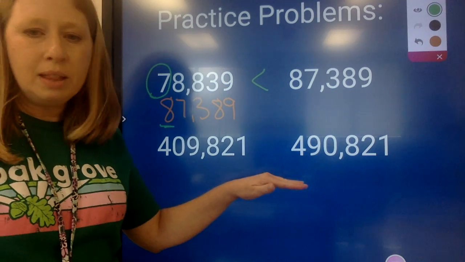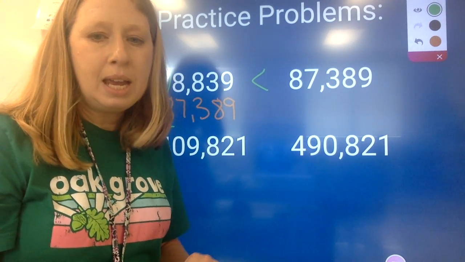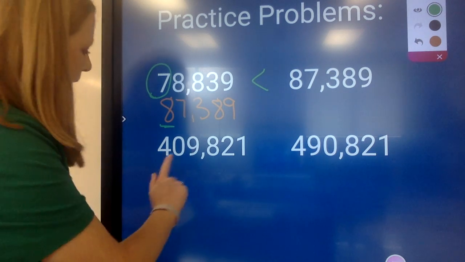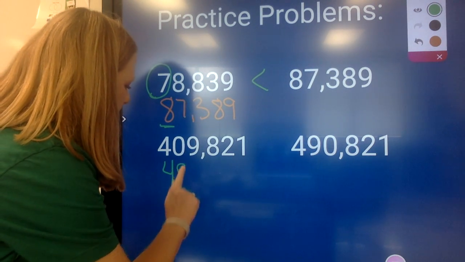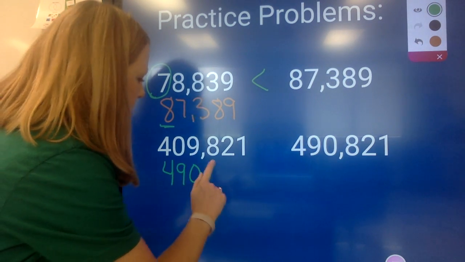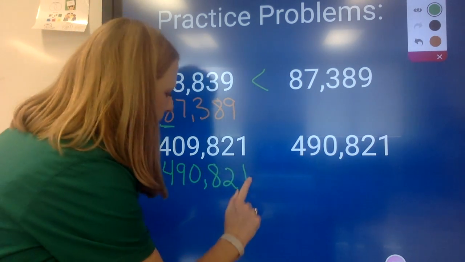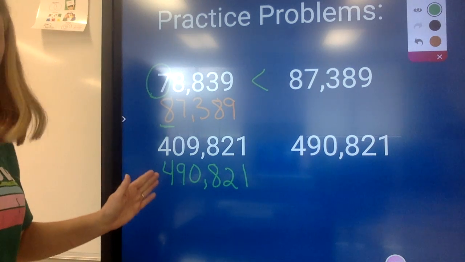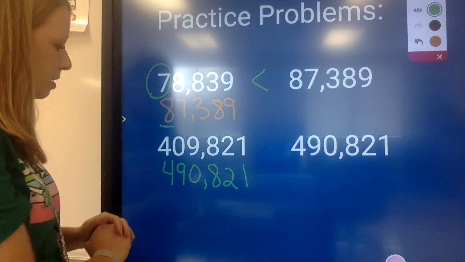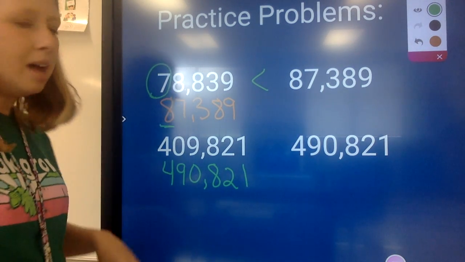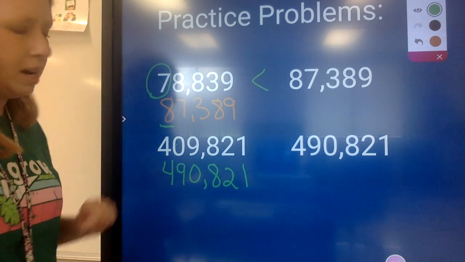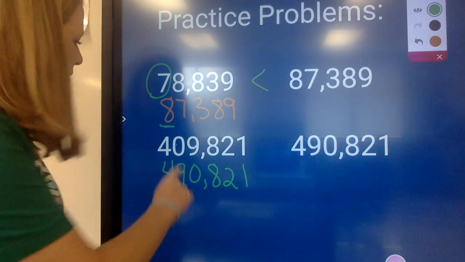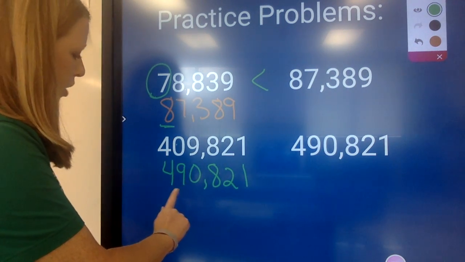409,821, is it greater than, less than, or equal to 490,821? Let's see. I'm going to stack up my numbers by rewriting them on top of each other. And now let's compare each of our places. I have 2 4s in the 100,000s column. They're the same. Then I get to the 10,000s. I have a 0 and a 9. What's smaller, the 0 or the 9? The 0 is smaller. The 9 is larger.